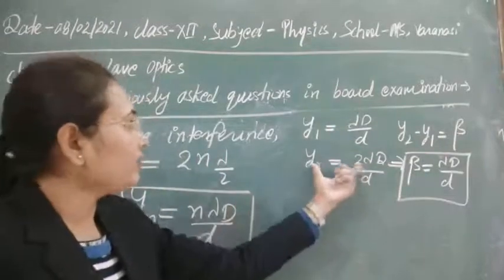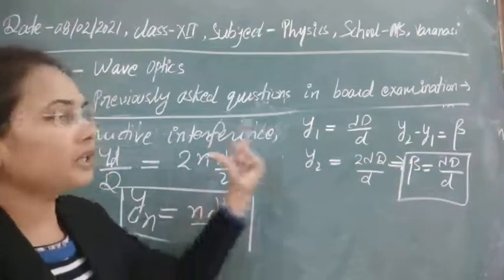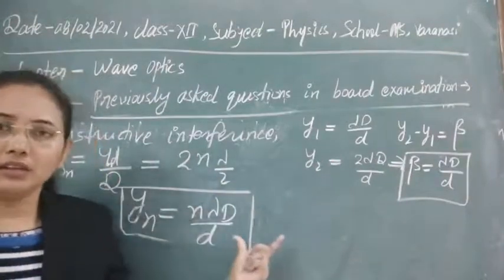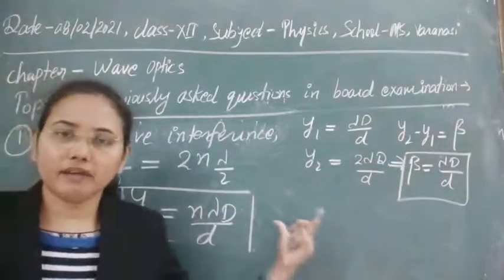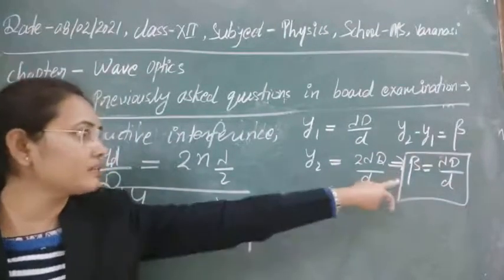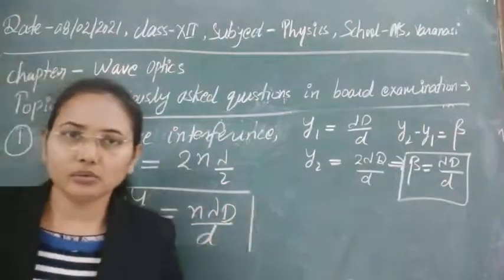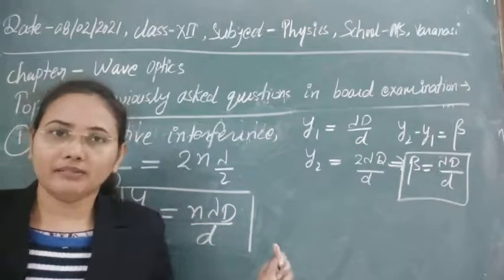Now, for constructive interference, numerical problems are asked often. I will take that also after this discussion. This theoretical question is also asked, and these are two important formulas that you may be asked to derive.